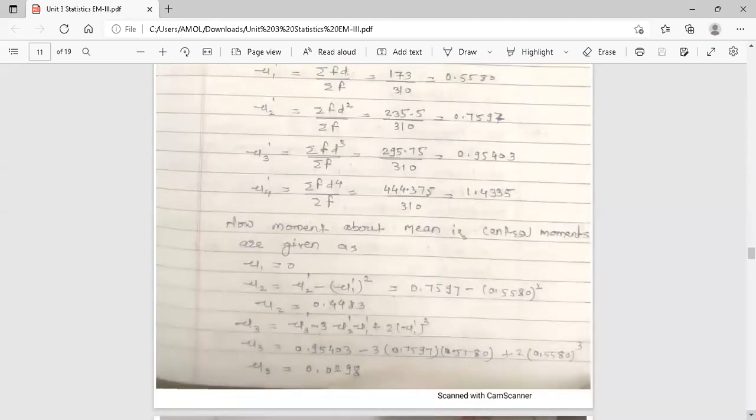Now from these raw moments, you can find the central moments, that is, moments about the mean. You know the relation between central moments and raw moments. So the first central moment, mu1, is equal to 0; it is always 0. Mu2 is equal to mu2 dash minus mu1 dash whole square. Now from these raw moments, you put here the values of mu2 dash and mu1 dash, and the calculated value of mu2 is 0.4483. Similarly, find mu3 and mu4.